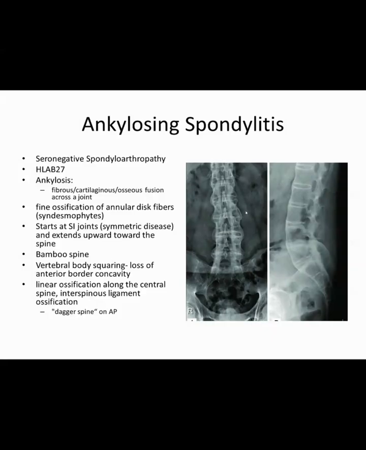Other radiographic signs you can get of ankylosing spondylitis is vertebral body squaring. So you can see an absence of the normal concavity that you can see in the anterior border of a vertebral body. Lastly, on this slide, another sign that you can see more on the AP is called dagger spine. You can get linear ossification along the central spine at the interspinous ligament, and what you'll see is this homogeneous, hyperdense line running down the middle of the spine that can resemble a dagger.